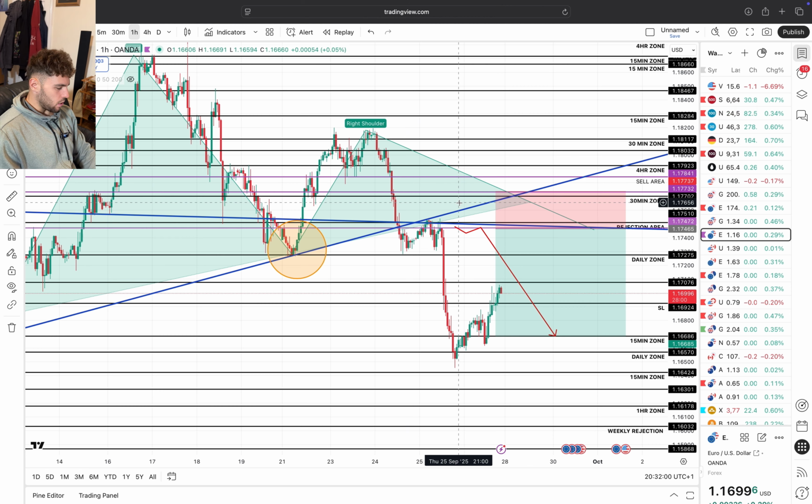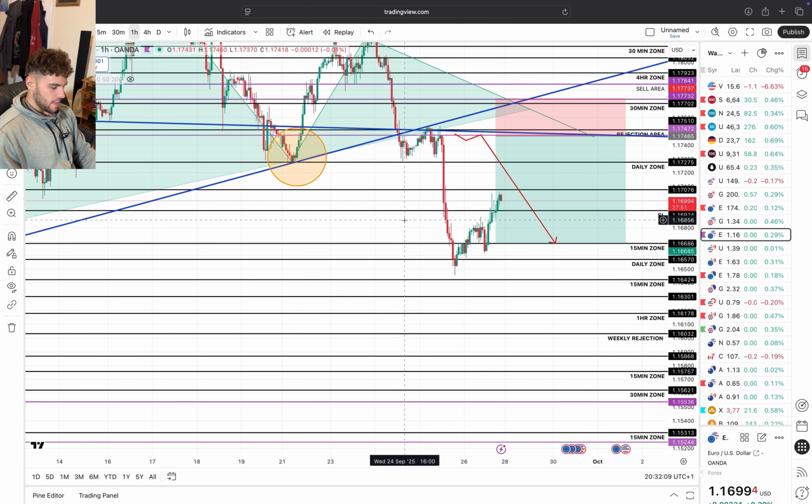But as you can see, we got the really nice move, obviously, from the entry here, plain sailing down to our levels over here. And as you can see, it even went that slight bit further.